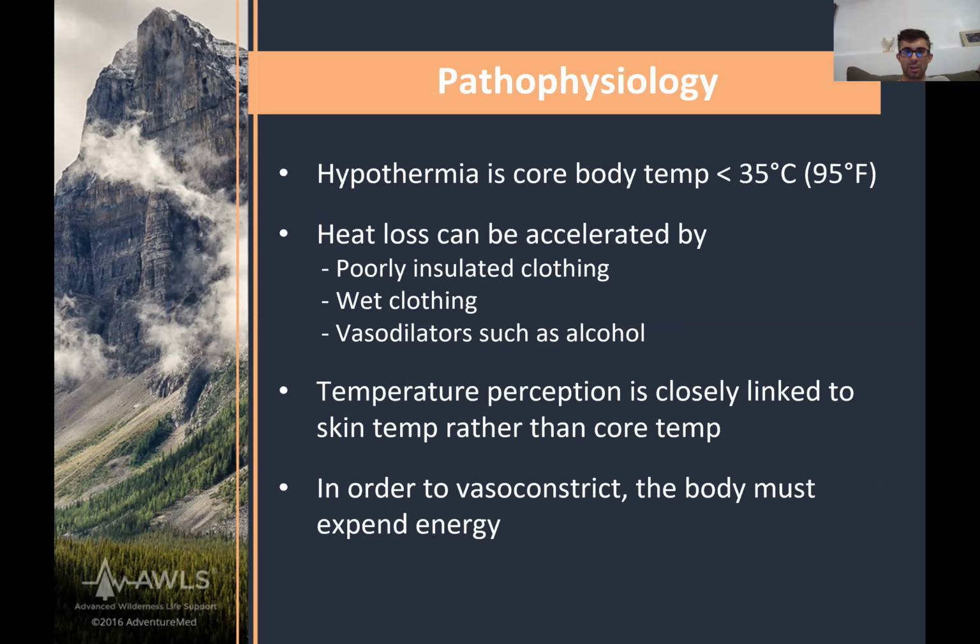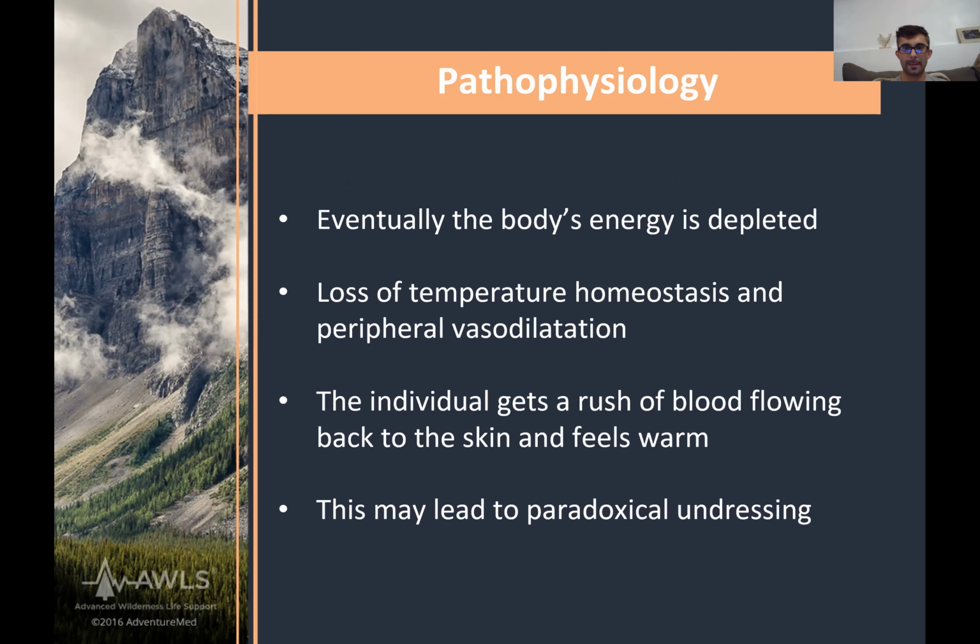Hypothermia in general is a temperature under 95 degrees Fahrenheit. You have increased heat loss with poorly insulated clothing, wet clothing, and anything that leads to vasodilation, such as ethanol. Vasoconstriction is energy requiring, so maintaining it takes energy, and eventually if the body runs out of energy, you lose vasoconstriction. This loss significantly worsens the body's ability to maintain body heat.